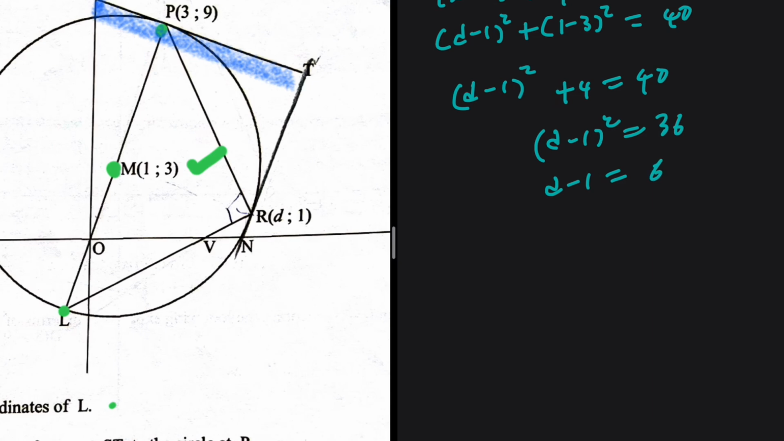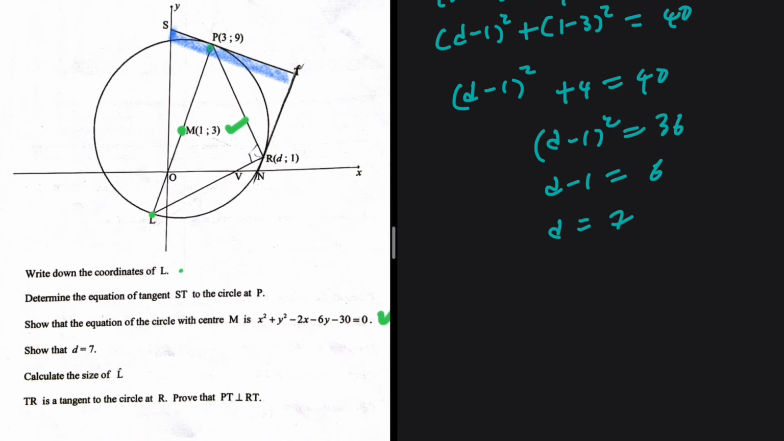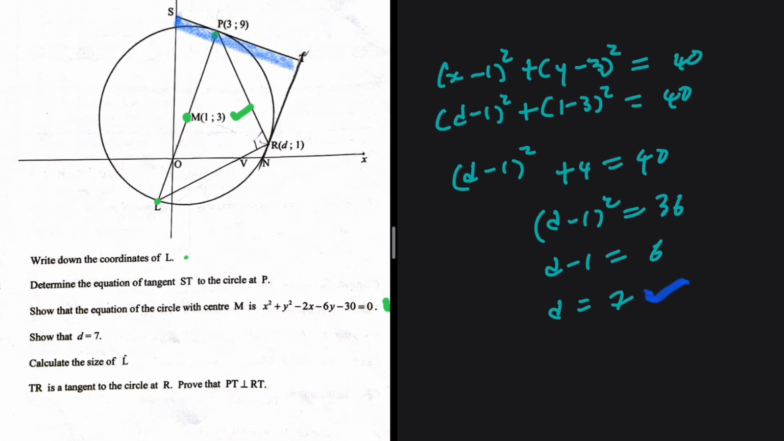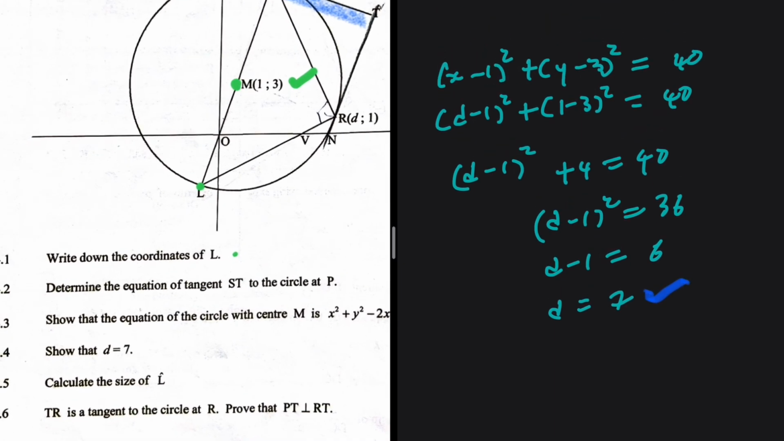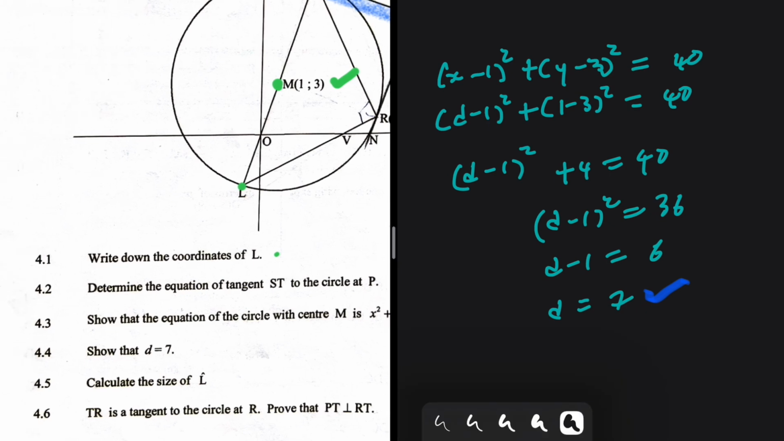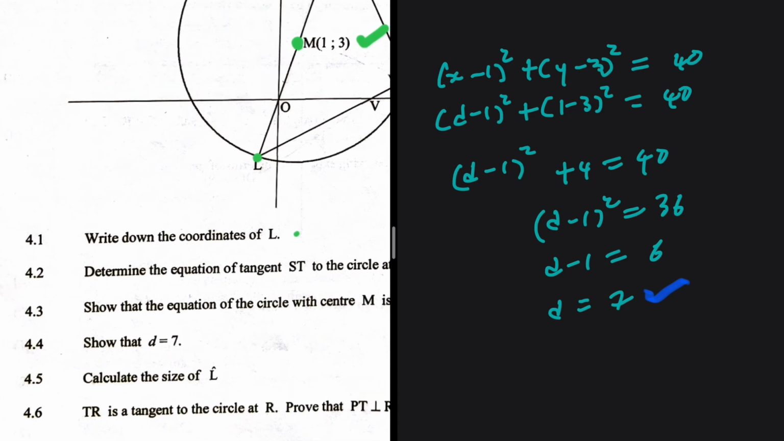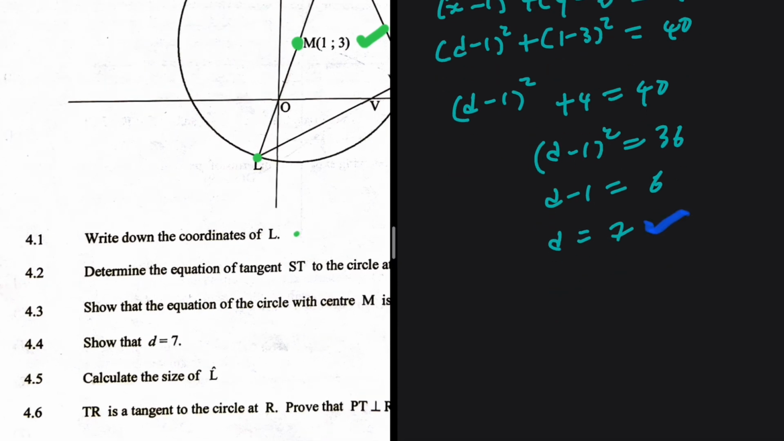Let me not complicate things. D is equal to 7, right? We have shown that d is equal to 7. If you substitute it in the other equation, it is also fine. You don't have to ask me, if I substitute it in the other equation, is it also fine? Will I get all the marks? It is fine, as long as you're not lying, as long as everything is mathematically correct. So that is 4.4. Now let's take a look at 4.5.